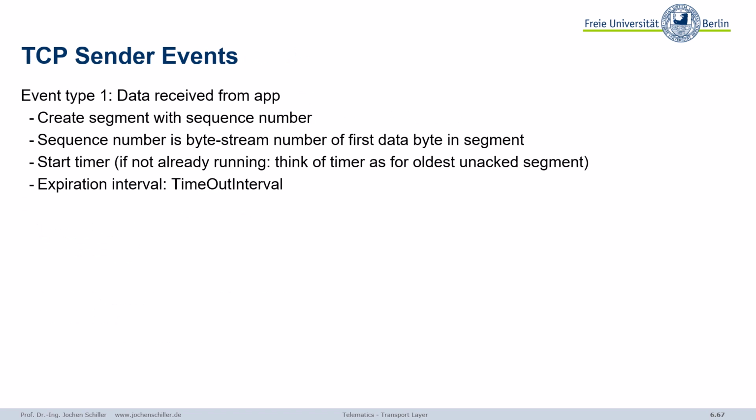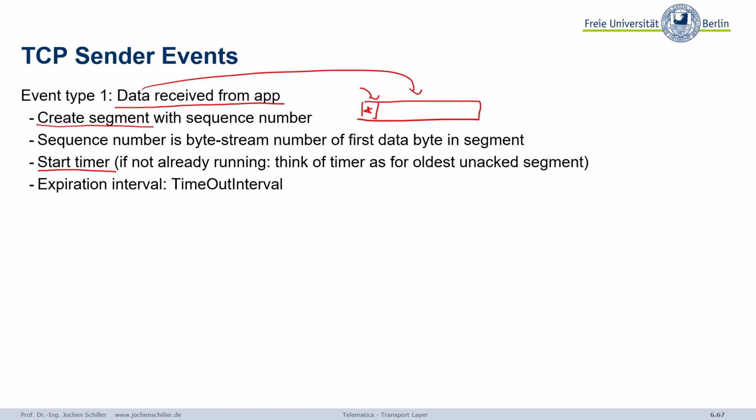Okay, so what is one of the events? We receive data from an application. What do we do? As the TCP layer, we create a segment with a certain sequence number. So this is the data we receive. We create our segment. The sequence number is the number of the first byte. That's then our byte stream, and that's our segment we want to send. Then, the first time, we start our timer.